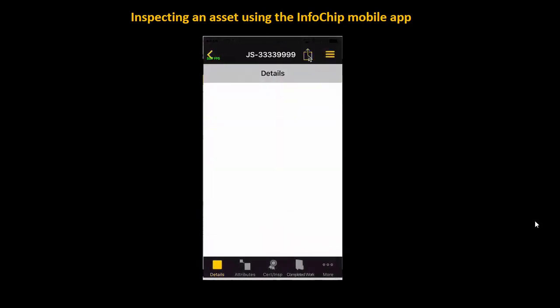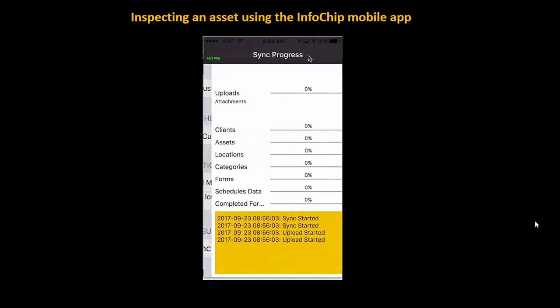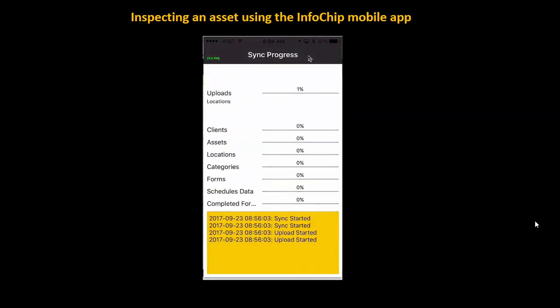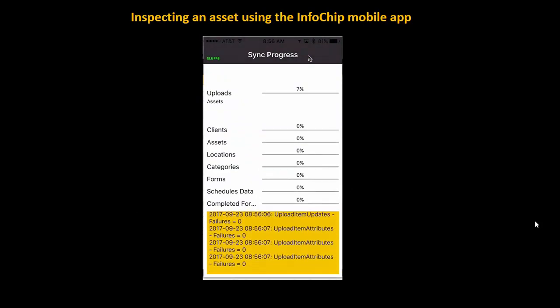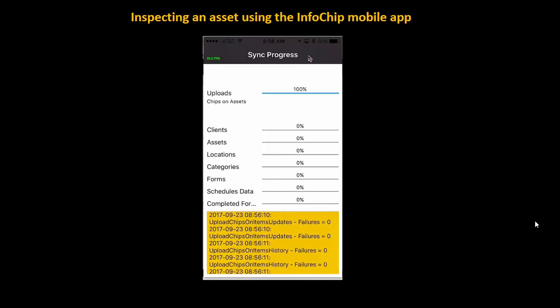We then would hit Save, and now we would sync with the cloud, and the information that we just did, whether it's one inspection or multiple inspections, would be pushed up to the cloud.